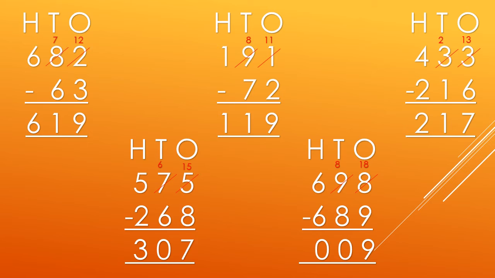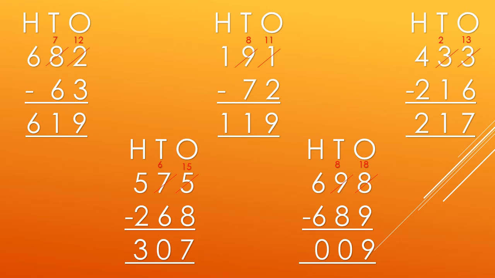7 minus 6 equals 1. Write 1 under tens. And now subtract 100. In 100 place only 6 number is there. So we will write 6 under hundreds. So 682 minus 63 is equal to 619.